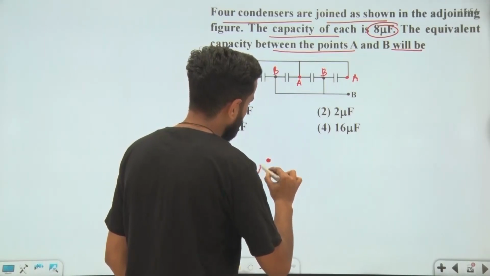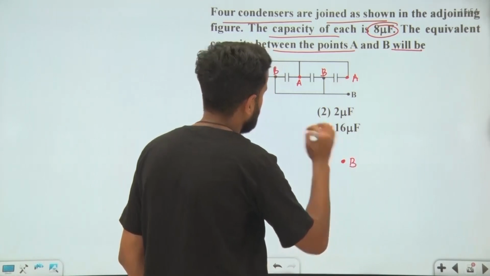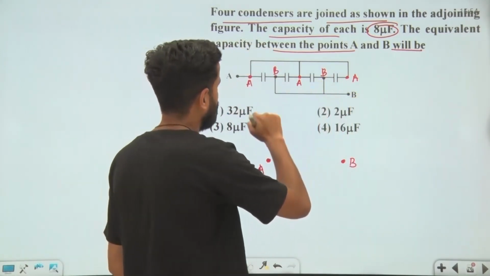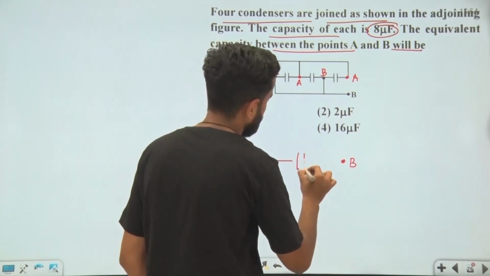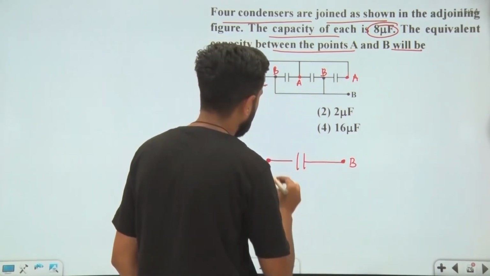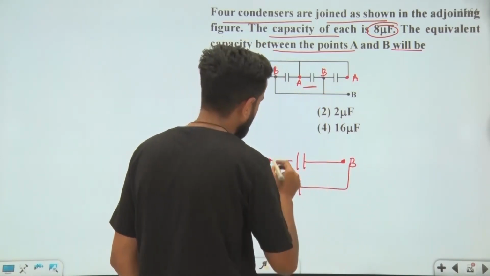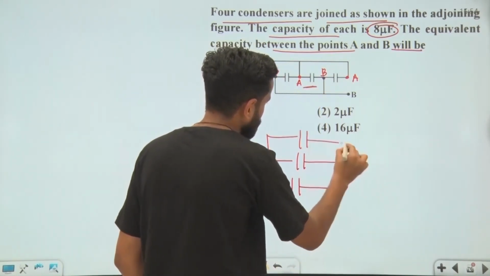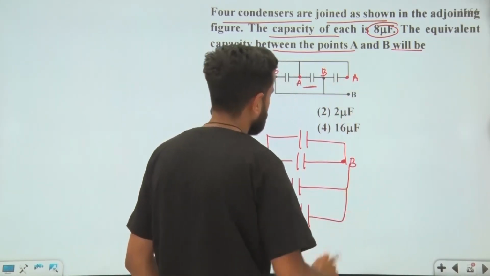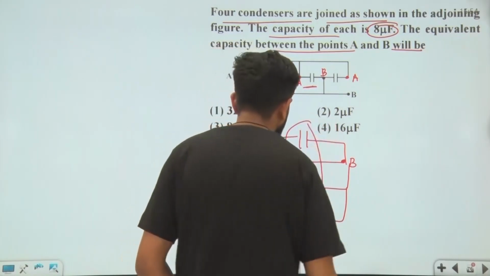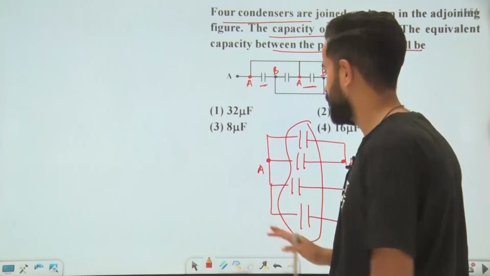Now marking the capacitance between point A and B. So this is AB, one capacitor. Other is between A and B, like this. Third one is also between A and B, and this is also between A and B, like this. So all the four capacitors are in parallel and each has equal capacity, okay.